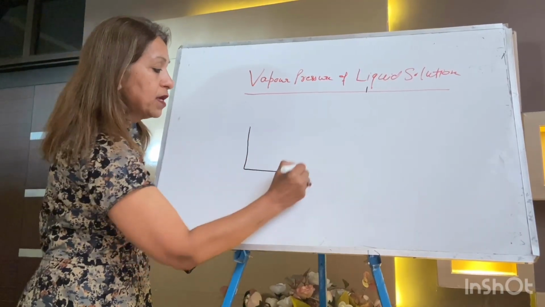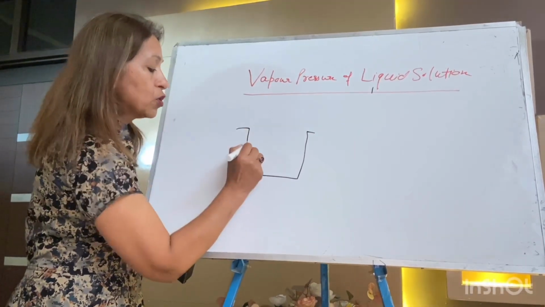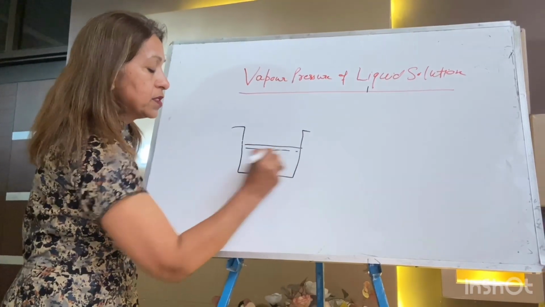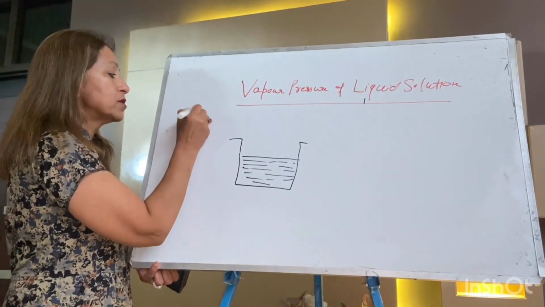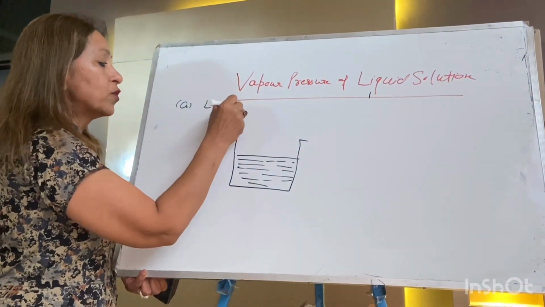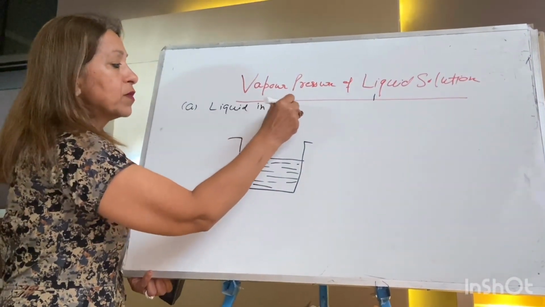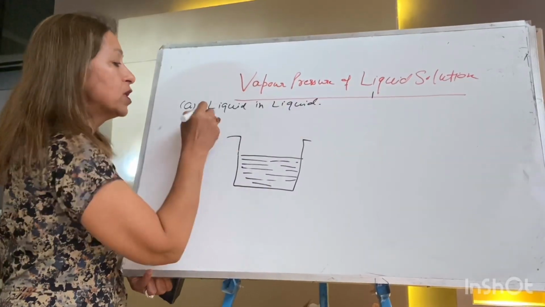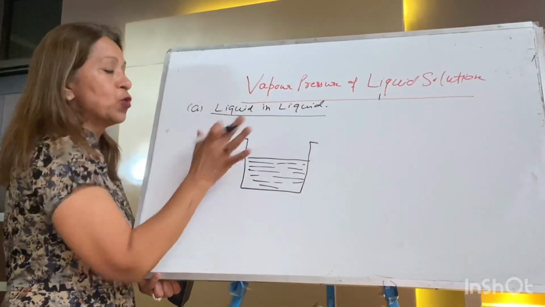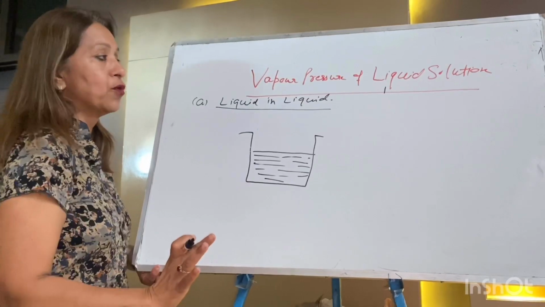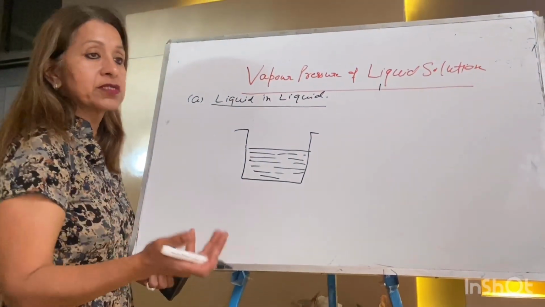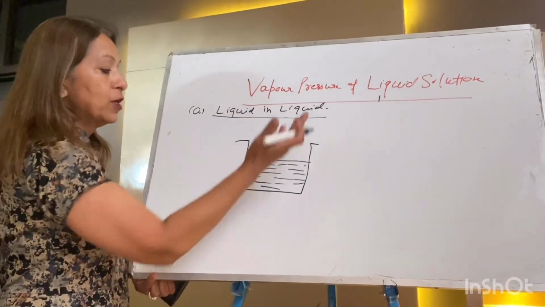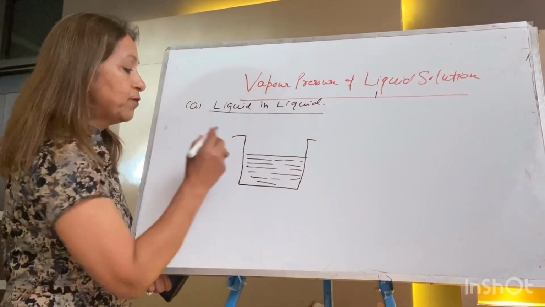So this is my liquid solvent. This is liquid. So I have taken a part, liquid in liquid. Today I am taking vapor pressure of liquid solution and this is liquid in liquid. Today we will discuss only liquid and liquid. Solid and liquid we will take tomorrow. Gas and liquid we have already done yesterday in Henry's law. So liquid and liquid, this is the solution.